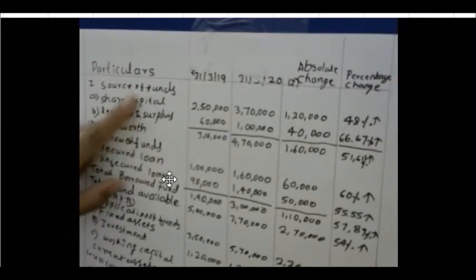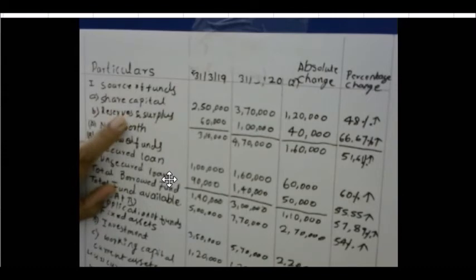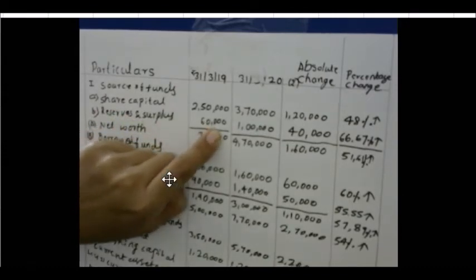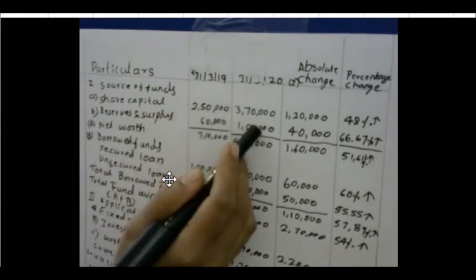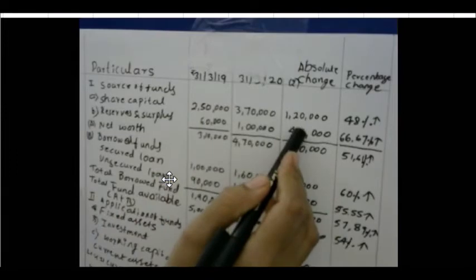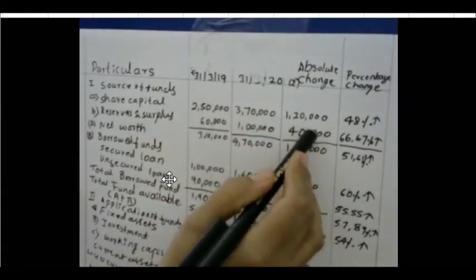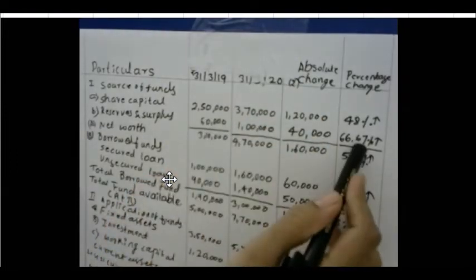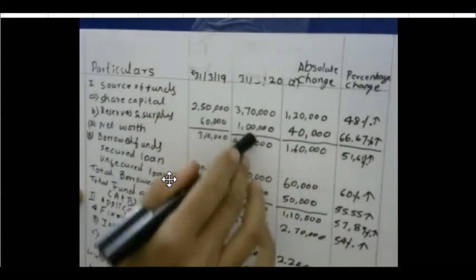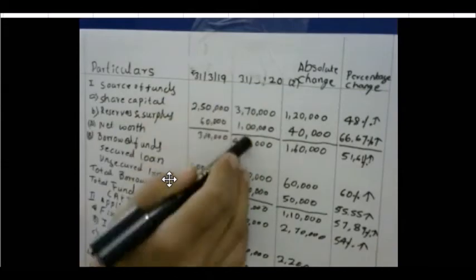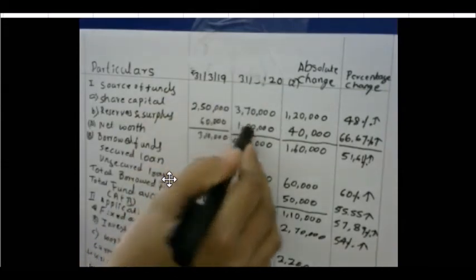Next under source of funds is reserves and surplus. That is 60,000 in the previous year and 1 lakh rupees in the current year. So 1 lakh minus 60,000 gives 40,000 as the absolute change. 40,000 divided by 60,000 gives 66.67%. It is an increase because the current year amount is more in the balance sheet.